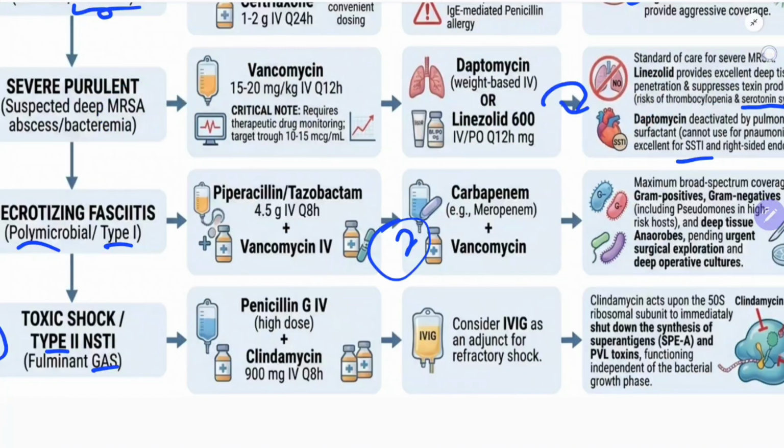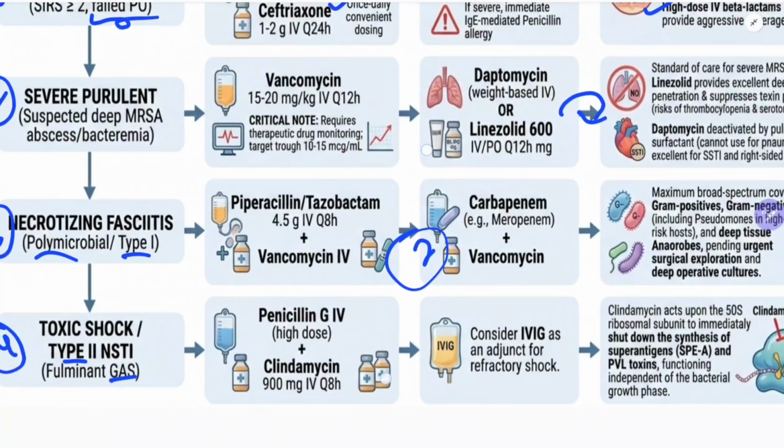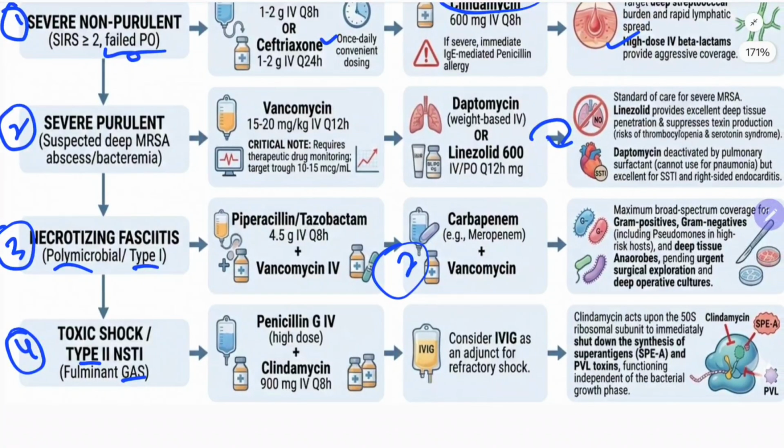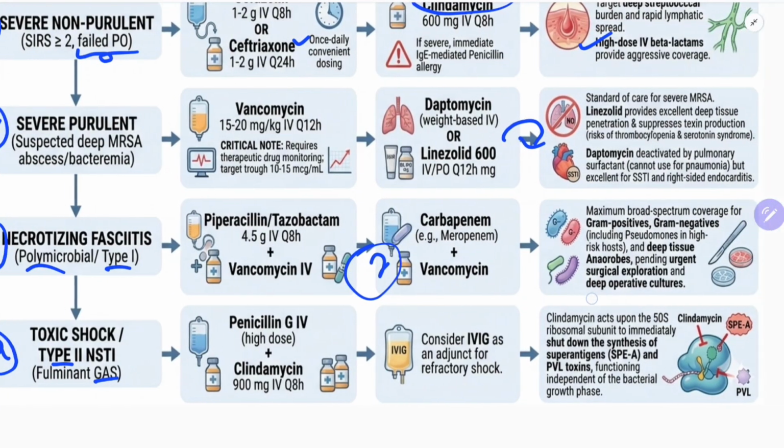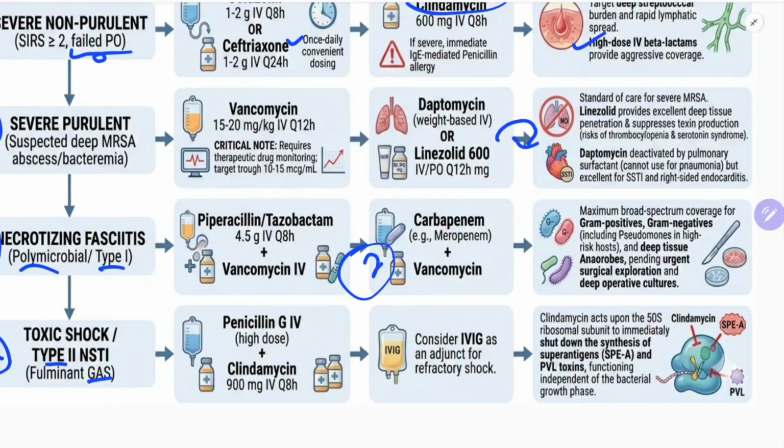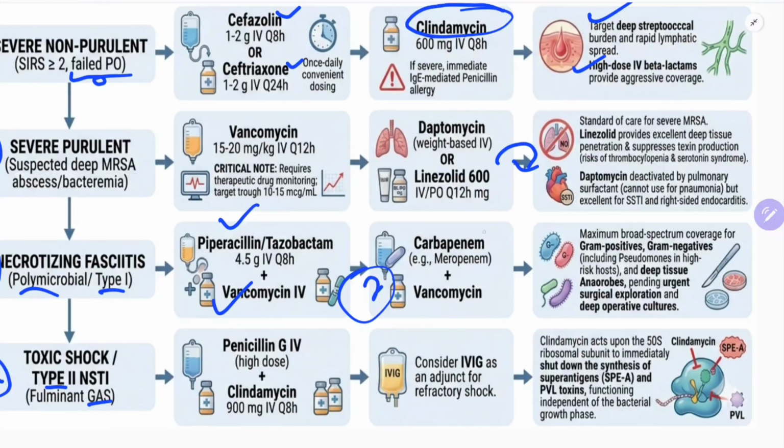Okay, now coming to necrotizing fasciitis type 1. So type 1, remember, it is polymicrobial. That means you require gram positive, gram negative and anaerobic coverage. So for that, because it is purulent, you require MRSA coverage also. So you give Piptaz 4.5 gram IV TID along with vancomycin IV. Okay, or alternative is meropenem. Again, this will cover all, plus vancomycin.